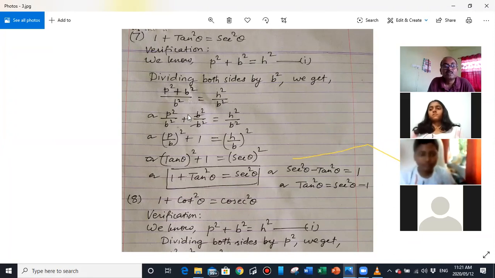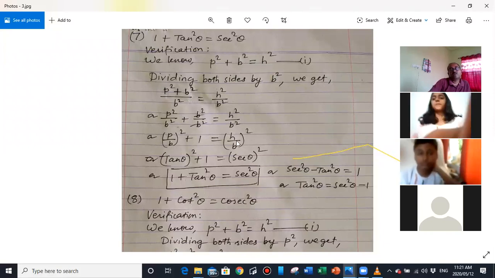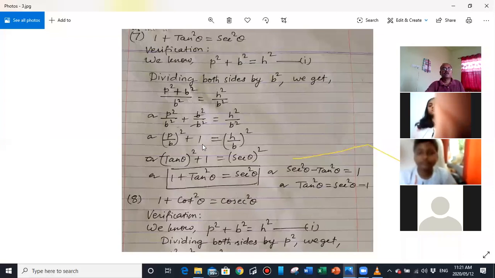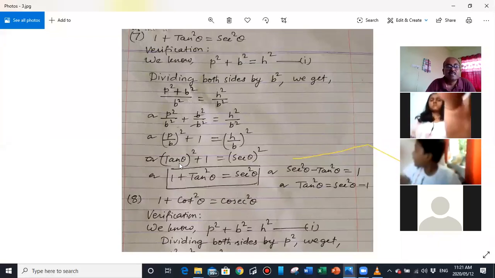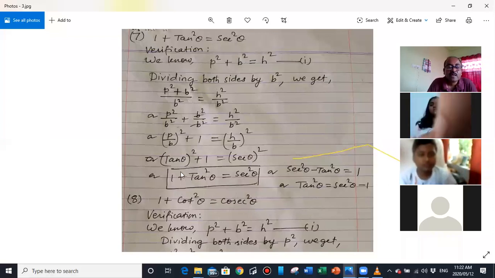Break down this fraction: h square by b square, p square by b square. Here b square by b square will be 1 after cancellation. So P by B whole square plus 1 equal to H by B whole square. Now P by B is tan theta, H by B is sec theta. So how can we write? 1 plus tan square theta equal to sec square theta.